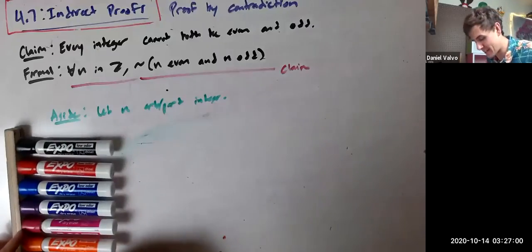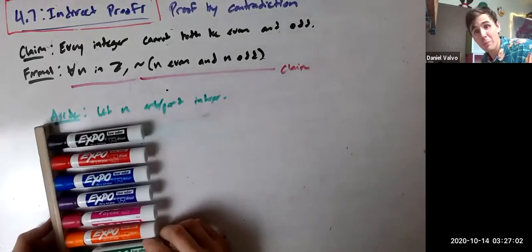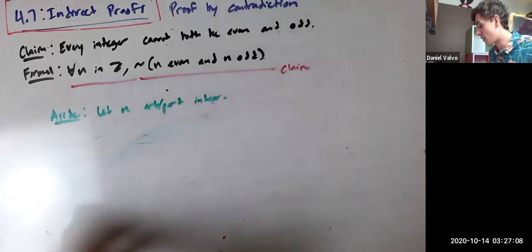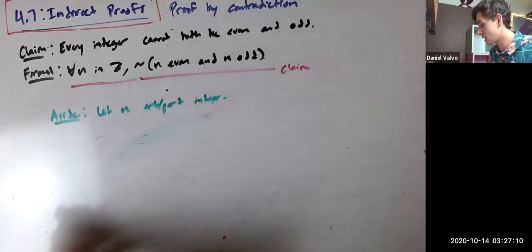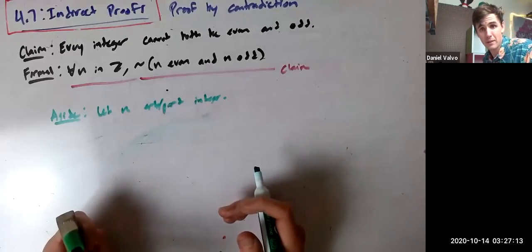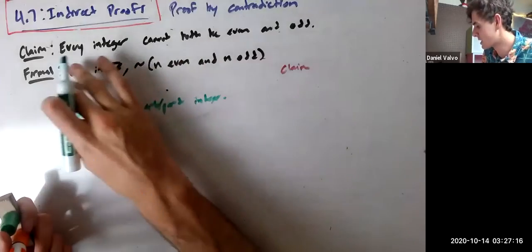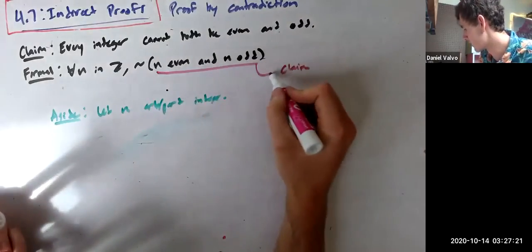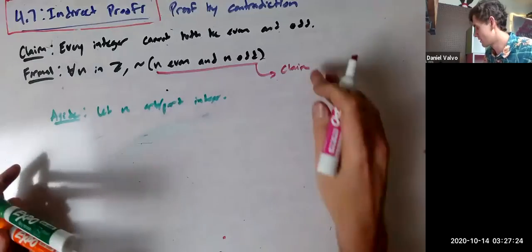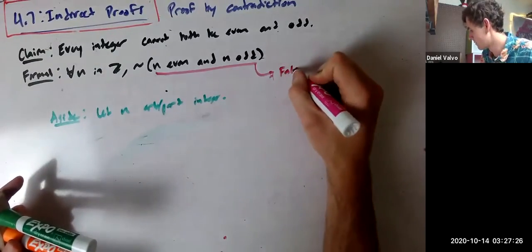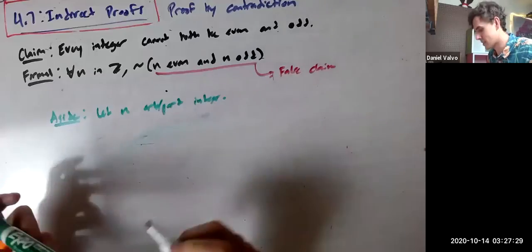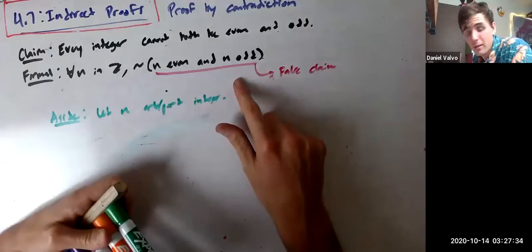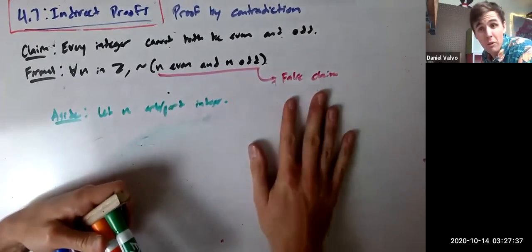But let's try to prove it by contradiction. And remember, the way contradiction works is you assume the opposite, basically, right? So I'm sorry, this is not the claim. This right here is the claim. I'll call it the false claim. This is equivalent to the witness saying she was taking a shower, right? It's the thing you're trying to prove false. So what you're going to do is assume the false claim is true.